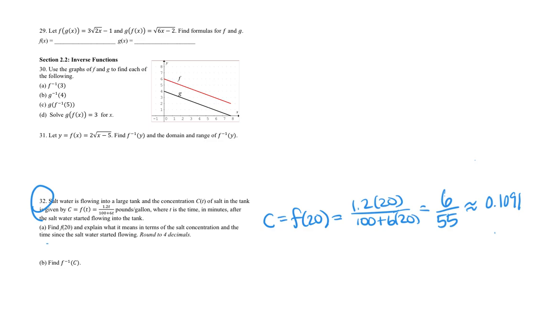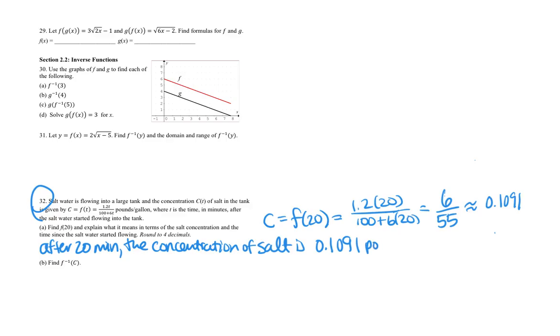So 20 is a value of time, and that's in minutes. So after 20 minutes, the concentration of salt is 0.1091 pounds of salt per gallon of probably water, I guess. Yeah, salt water. Okay, so pounds of salt per gallon of water.